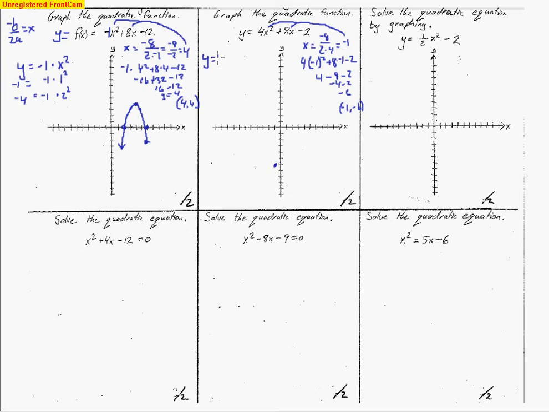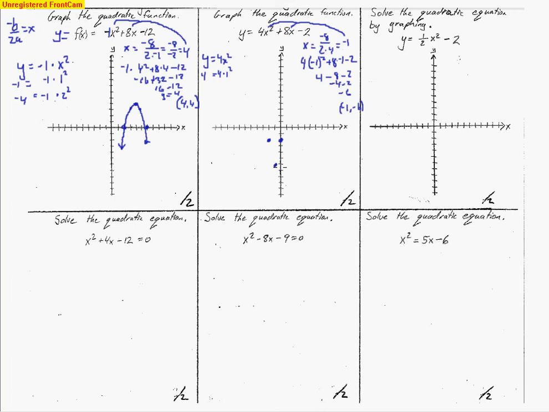It's a 4x squared, so it's going to go up fairly sharply. When you square 1, you get 1, but then you multiply by 4, you're going up 4 spaces. So over 1, up 1, 2, 3, 4. Always from the vertex. And that matches our y-intercept. See, our y-intercept is negative 2, and that's where I'm at. So right opposite of this point, there's another one right there.